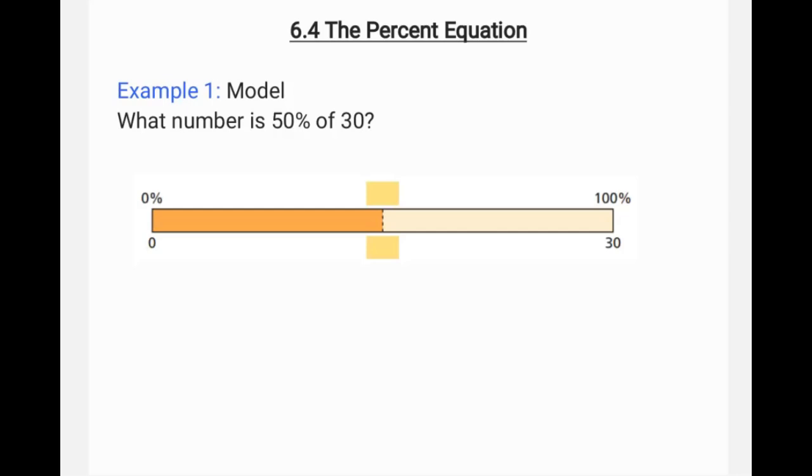When you have a bar and you have 0% on the top and 100% on the bottom, and since we're looking for 50% of 30, on the bottom we have 0 and 30. 50% of the 100 means that we would have to find half of the 30 right here. So half of 30 is 15. So the number that we're looking for is 15, because the question is asking us what number is 50% of 30. So half of 30 will give us the 15.